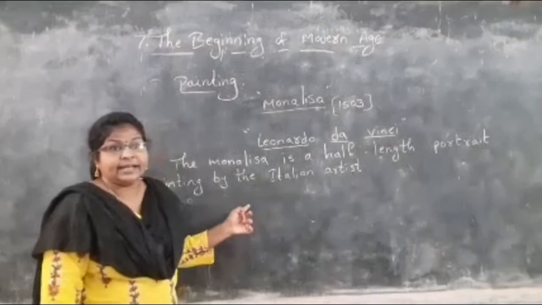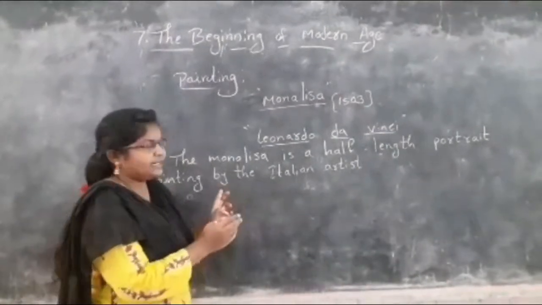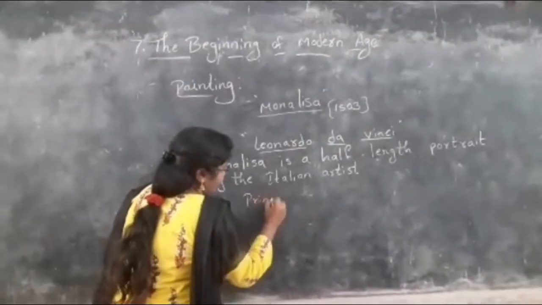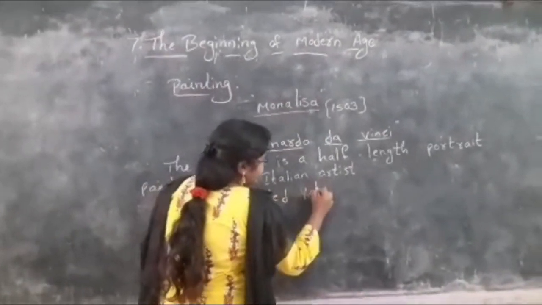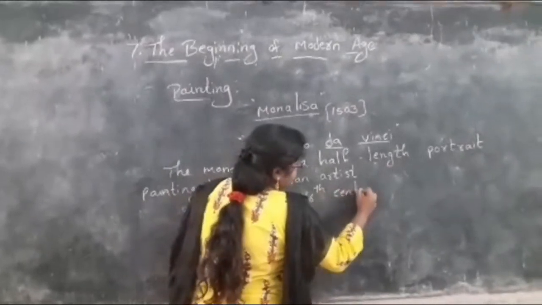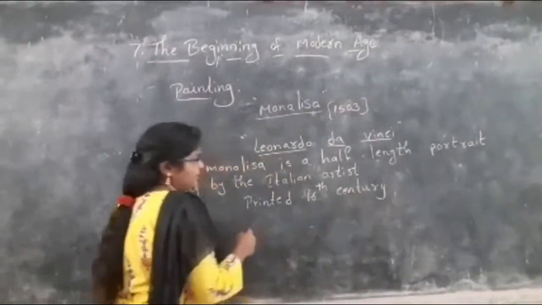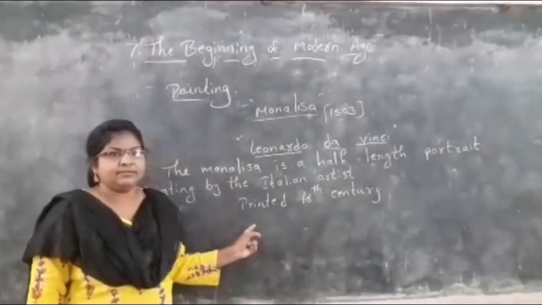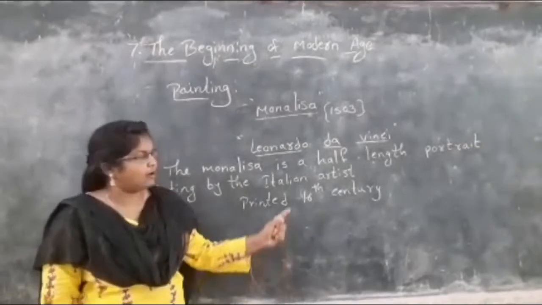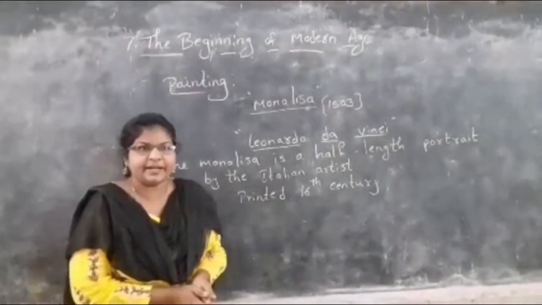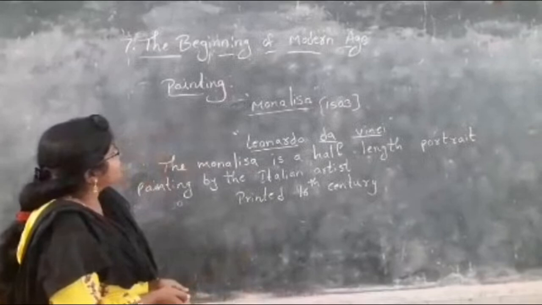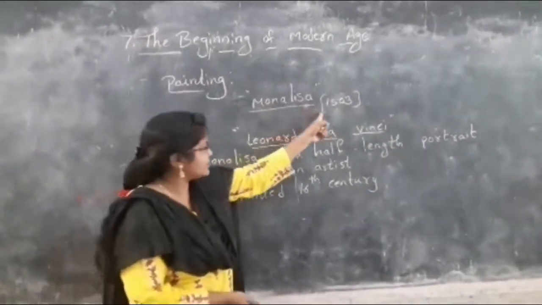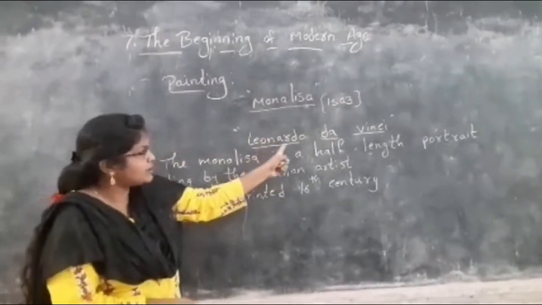Okay? And it was painted essentially in the 16th century. He dressed in the fashion of the 16th century. Okay, my dears, this is the importance of the Mona Lisa painting, 1503, drawn by Leonardo da Vinci.